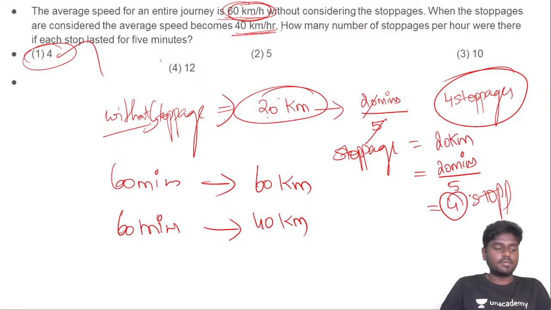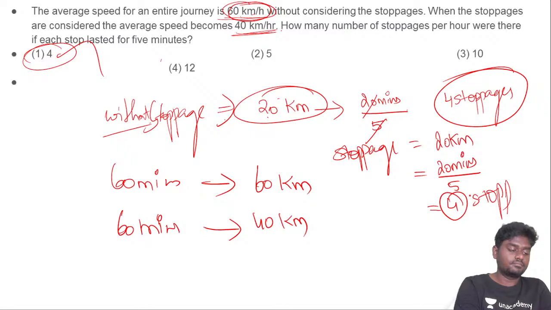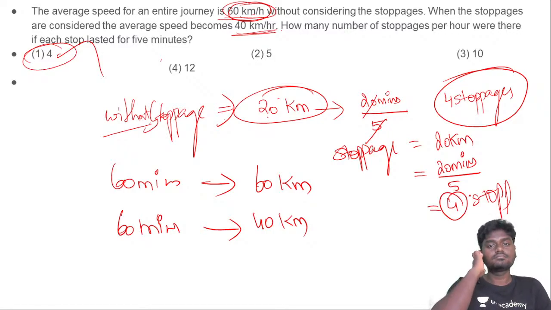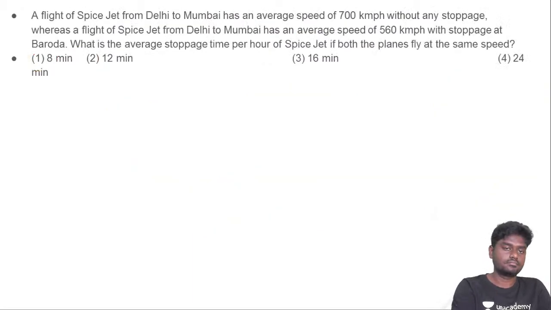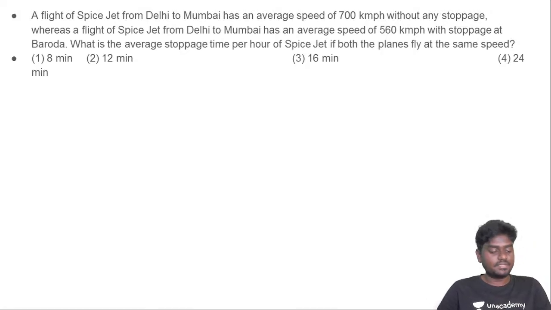Is that clear? Give me a thumbs up, guys, if you're clear with this. Let's go for the next question. Yes, exactly, 12 stoppages in a 3 hour journey. You can do it this way as well. If you have a 3 hour journey with 12 stoppages, which means exactly 4 stoppages per hour. Exactly, good.